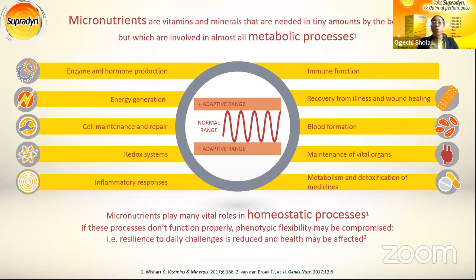So these are what we call micronutrients. Micronutrients are vitamins and minerals that are needed in tiny amounts in the body, but which are involved in almost all metabolic processes. Processes such as enzyme and hormone production, energy generation, recovery from illness, immune function. Now, all these processes, as I said initially, are important in ensuring that homeostasis is maintained.